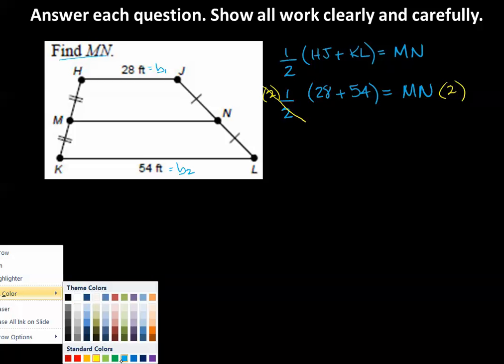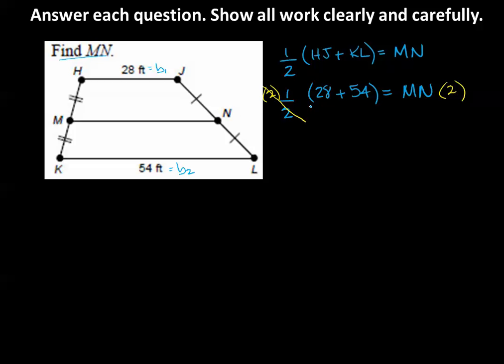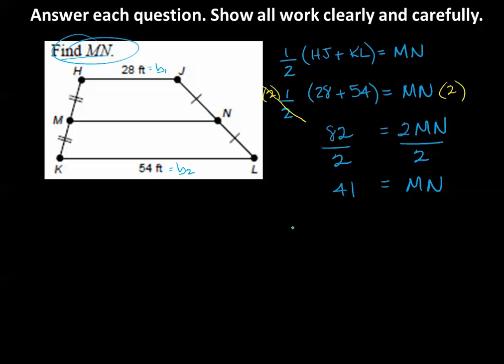Pretty easy. So I will just be left on this side with 28 plus 54, which is 82, equals 2 times MN. Now I just have to get that 2 back over there where it's supposed to be, and I get 41 equals MN. Well, that's what it asked me, was to find MN. So we're going to say MN equals 41 feet. And that's my final answer.